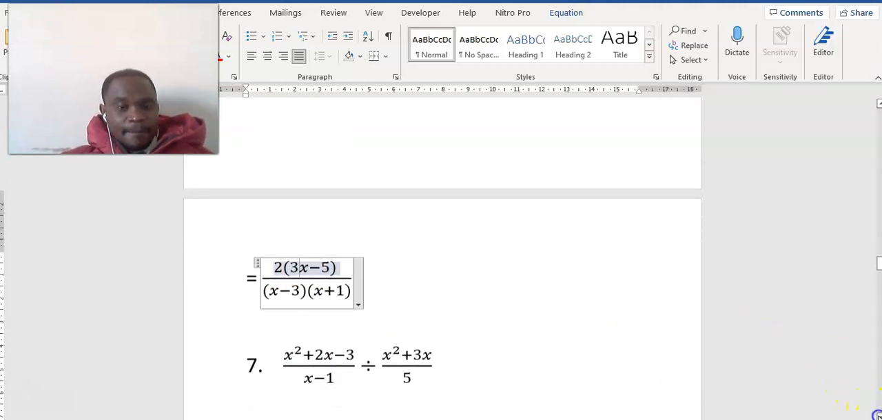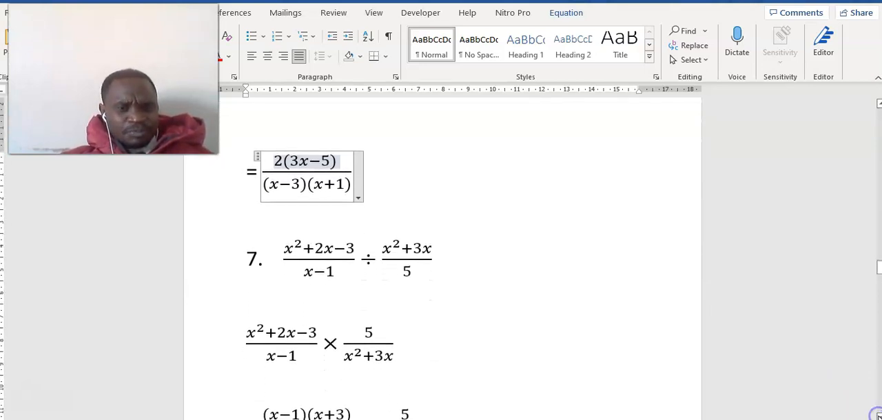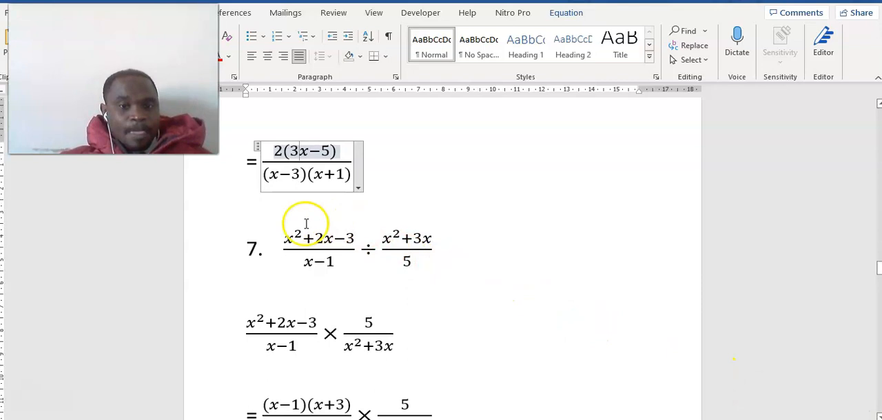Okay, let's look at this one also. Now I have this, so I'm going to rewrite it again. I'm going to change the division to multiplication. That's the inverse. So the denominator will be the numerator, so this 5 will come up, and the numerator will be the denominator, so it will come down. That's the inverse. Anytime you see division, change it to times. Let the numerator become the denominator, and the denominator become the numerator.